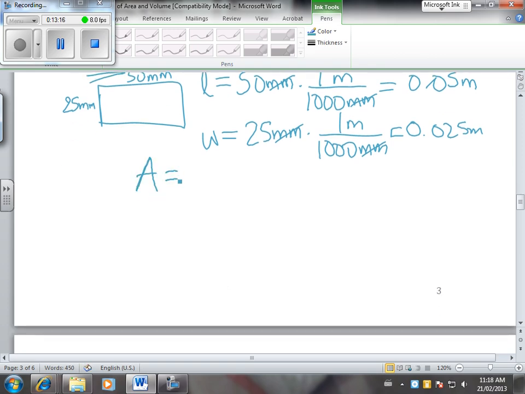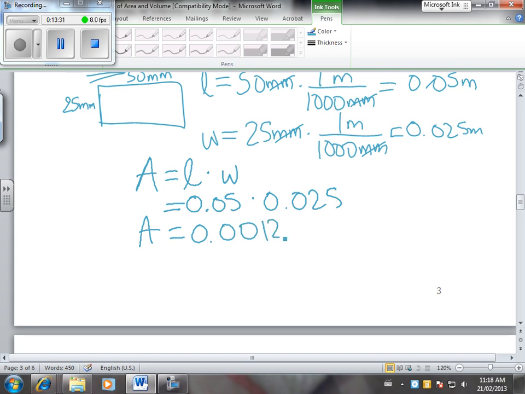Area equals length times width, equals 0.05 times 0.025. So area will equal 0.00125 meters squared because it's area. So that's 2 examples of how we can convert, and those are from SI to SI.